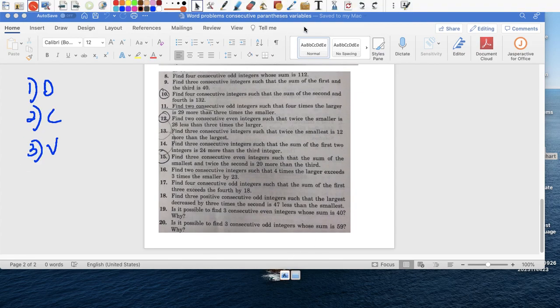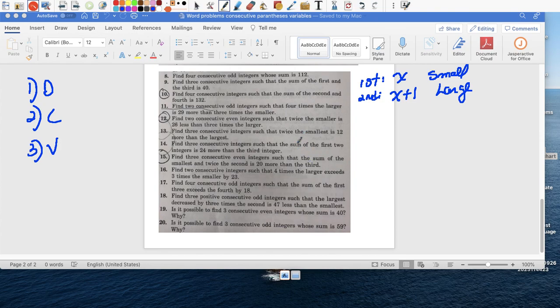Let's see, 16, consecutive. Find 2 consecutive integers such that 4 times the larger exceeds 3 times the smaller by 23. So this one we actually have to identify. So there's 2 consecutive integers. So first integer and the second integer, they're consecutive, so one follows the other one. So if the first one is x, the one following it has to be x plus 1. Obviously this first one is going to be the small one, and the second one will be your large consecutive number.